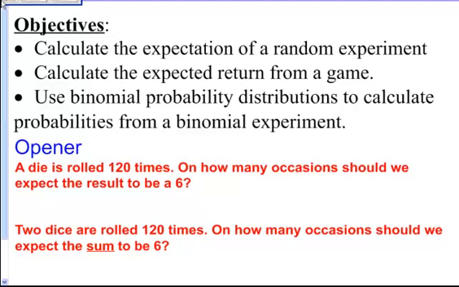All right, today we're going to be on chapter 23. We're going to be doing distribution of random variables. So we're going to be looking a little bit further into that, and we're going to talk about how to calculate the expectation of a random variable experiment, and how to calculate the expected return from a game, and also use the binomial probability distributions to calculate the probabilities from a binomial experiment.